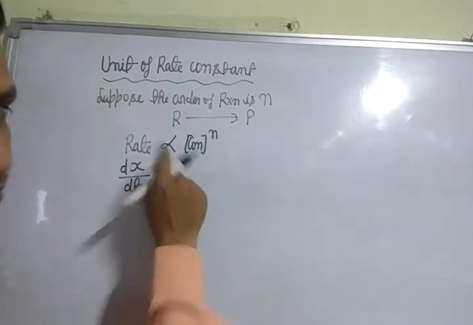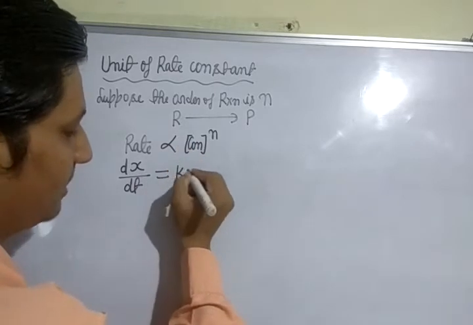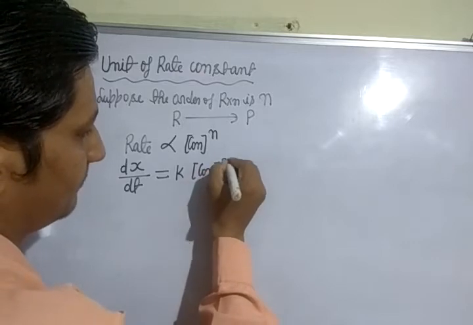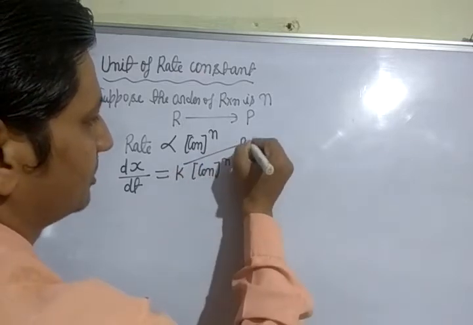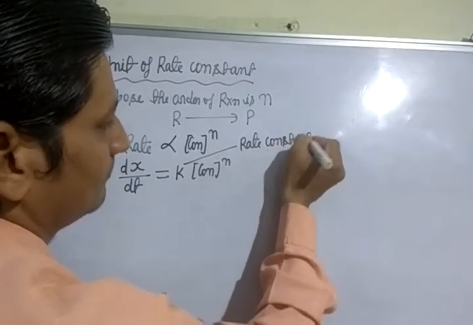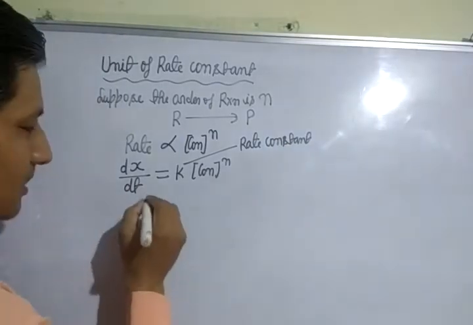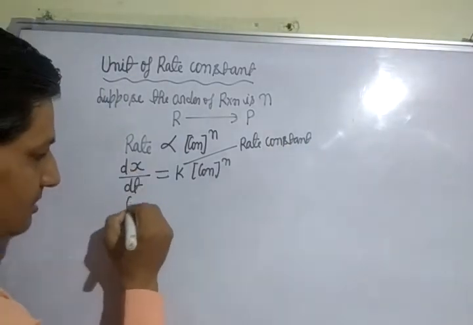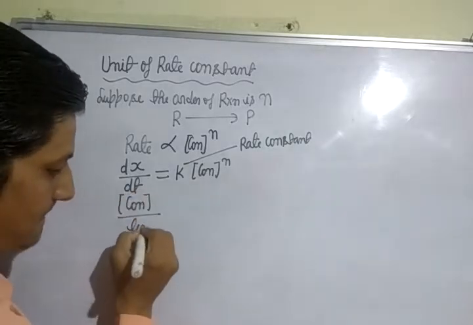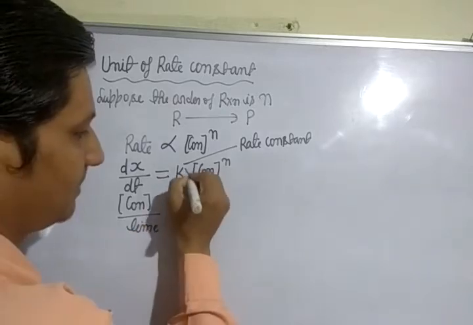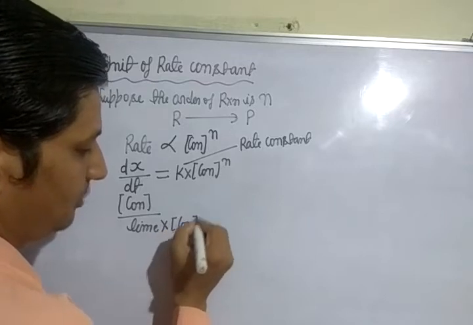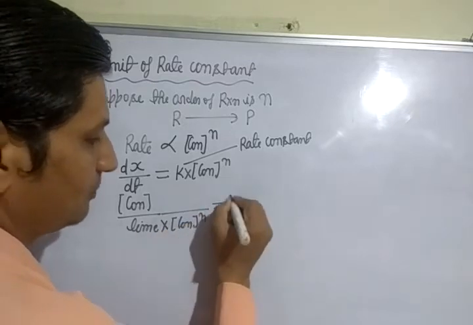When we remove this directly proportional sign, then we get a constant K, the rate constant, times concentration to the power n, where K is the rate constant. After this, dx is a concentration, dt is time, and this is in multiply, so it becomes divide here. So we can write concentration to the power n is equal to K.